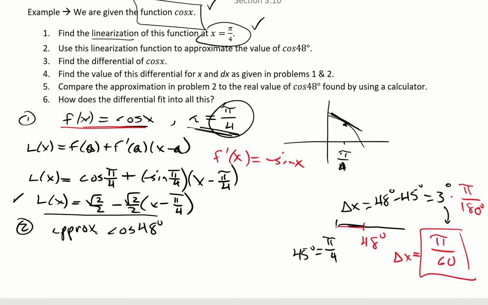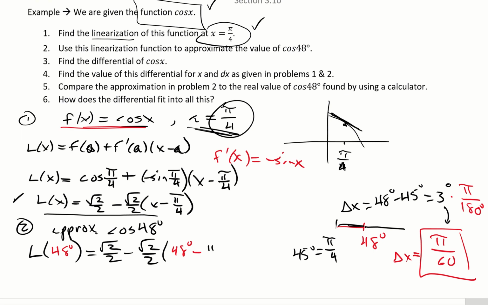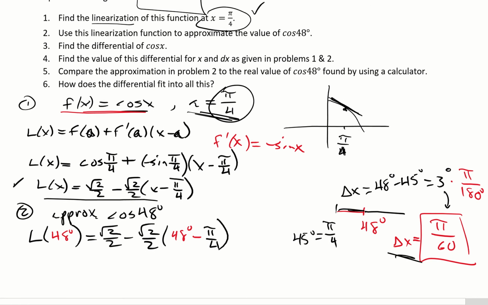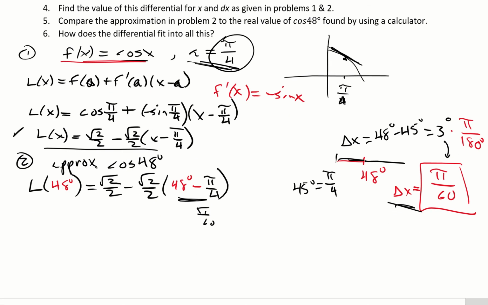Well, the linearization looks like this. L of 48 degrees. In fact, I'll color code it so we can see that better. L of 48 degrees is equal to radical 2 over 2 minus radical 2 over 2, and then here you go, 48 degrees minus pi over 4. Oh, that's interesting. I wondered why you did the delta x. Well, that is this equation right here. All of this is really just pi over 60. That's why I did it. I guess I have some experience with this to make me do that instead.